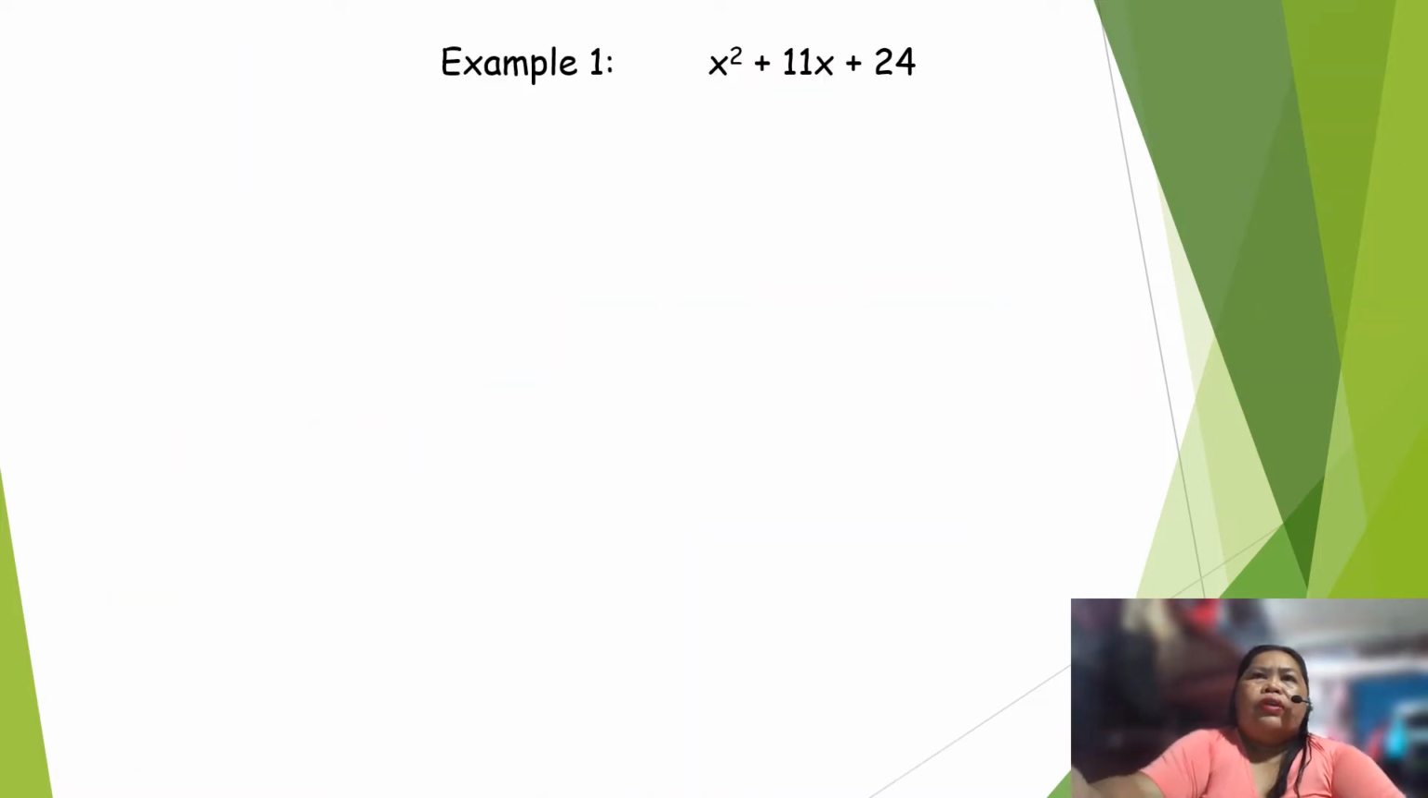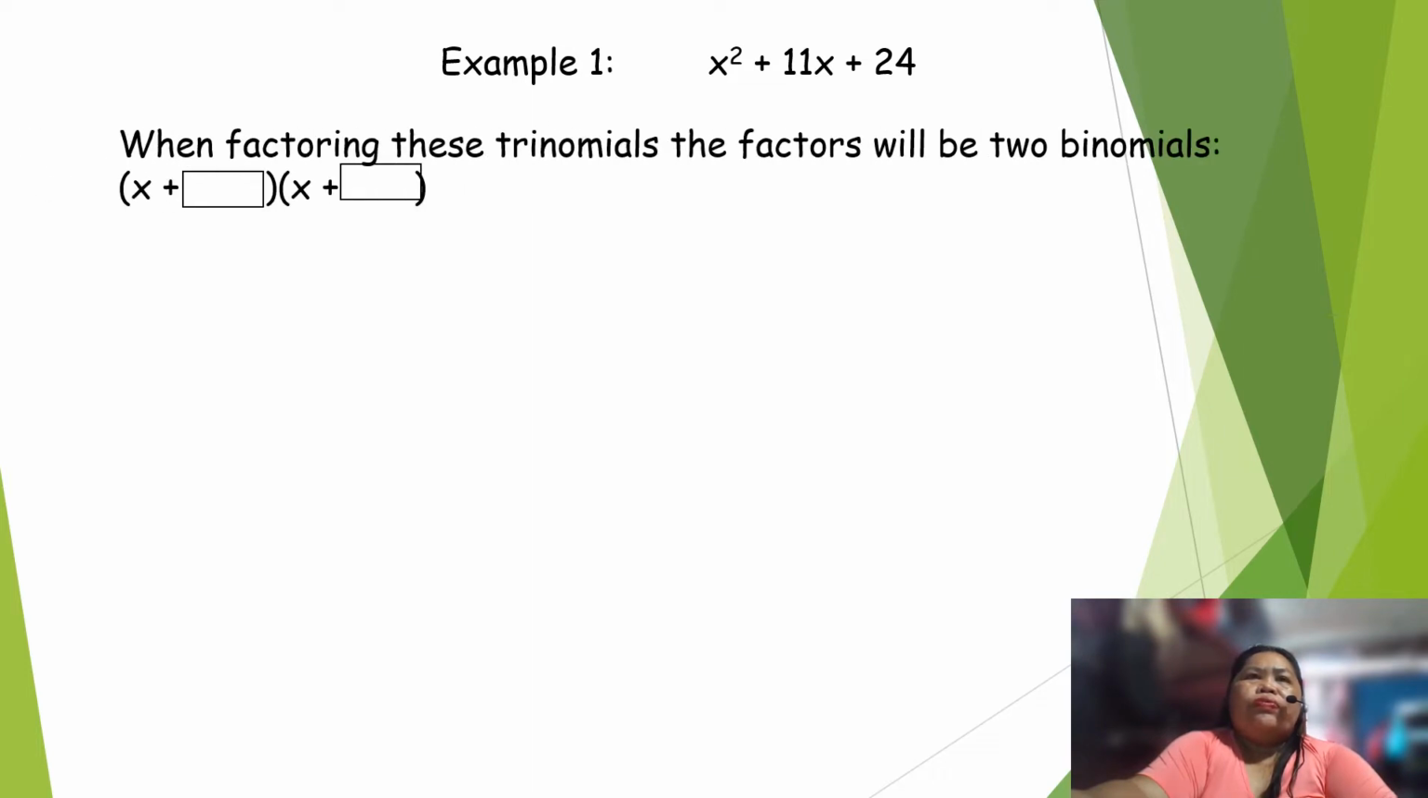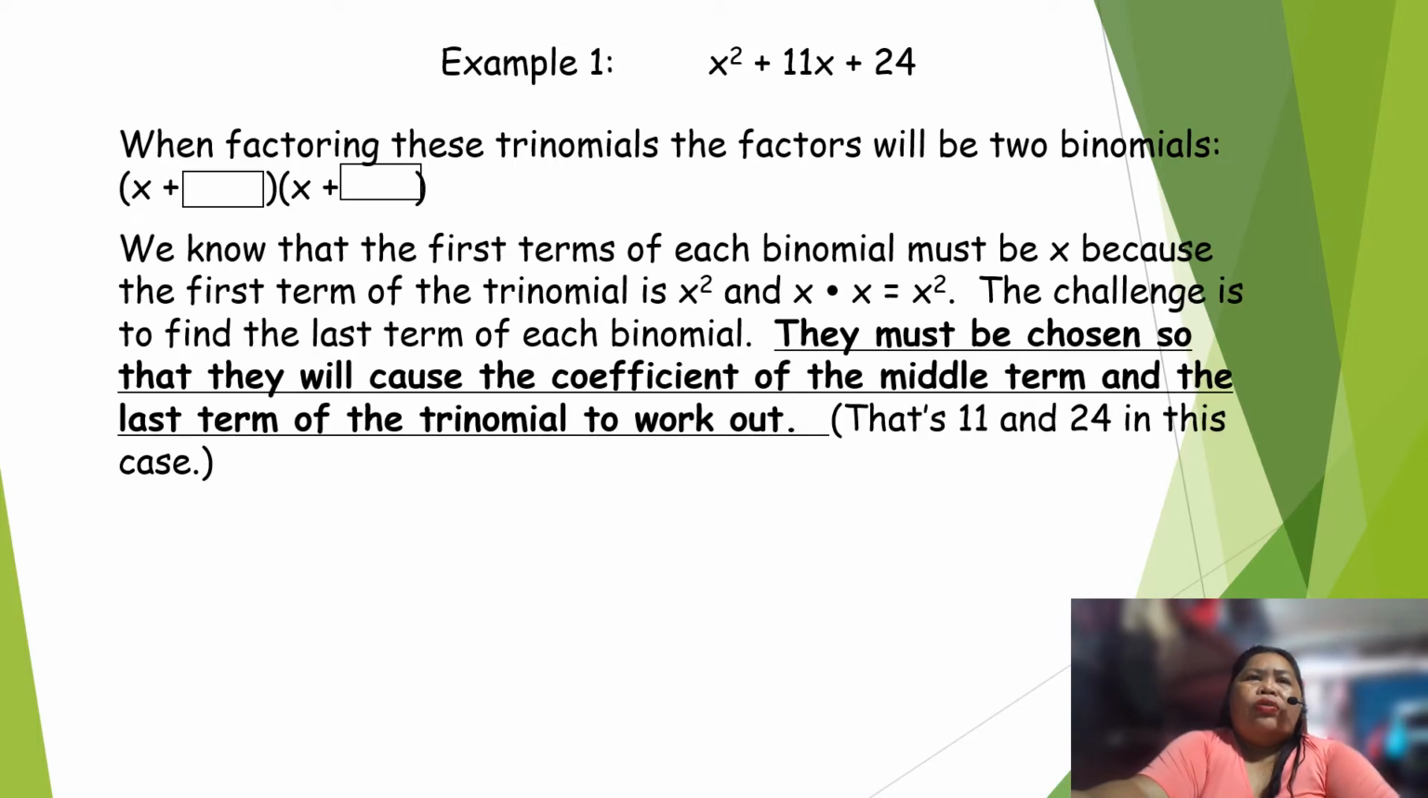Okay, so now we have an example. We have 3x squared plus 11x plus 24. When factoring these trinomials, the factors will be two binomials. We know that the first terms of each binomial must be x, because the first term of the trinomial is x squared, which has the factors x and x. So the challenge is to find the last term of each binomial.